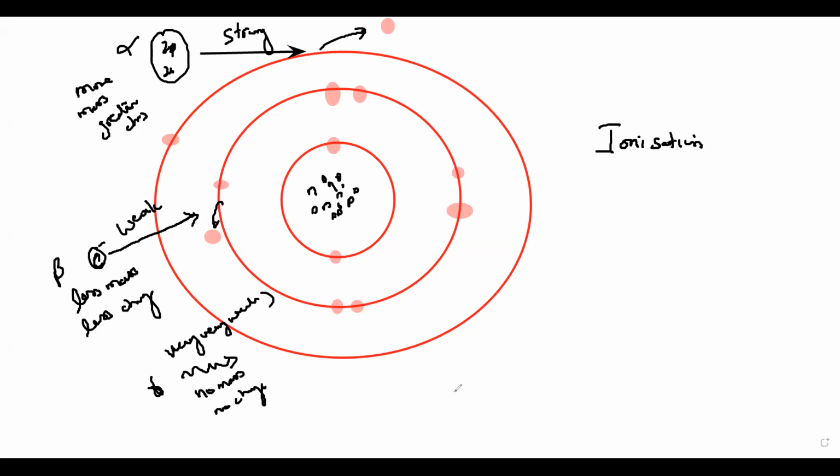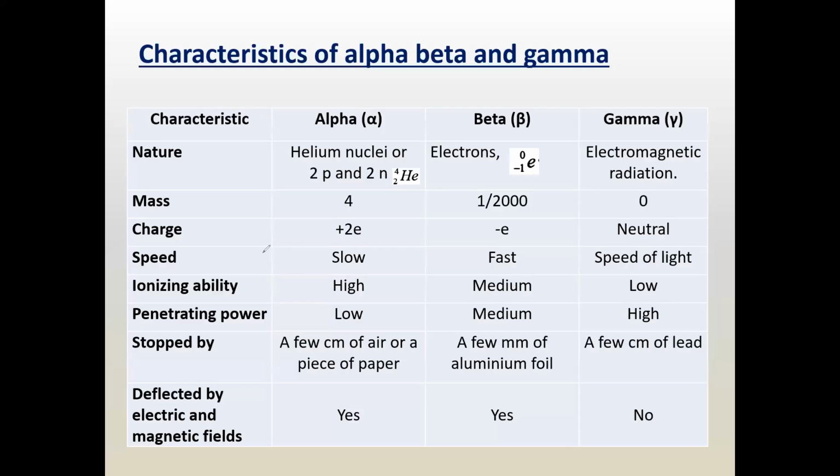So that's why, when we compare the properties, you can see here, the ionizing ability is high for alpha, medium for beta, and low for gamma. The penetrating power means the distance which these radiation can travel before they are being stopped.